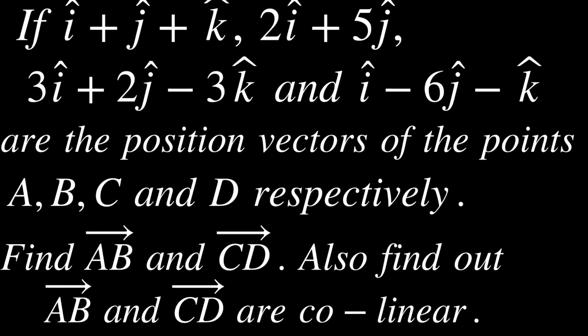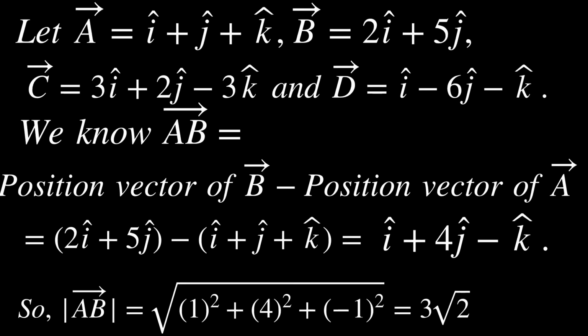If i + j + k, 2i + 5j, 3i + 2j - 3k and i - 6j - k are the position vectors of the points A, B, C and D respectively, find vector AB and vector CD, and also find out whether vector AB and vector CD are collinear. Let vector A be i + j + k, vector B be 2i + 5j, vector C be 3i + 2j - 3k and vector D be i - 6j - k. We are asked to find vector AB and vector CD.